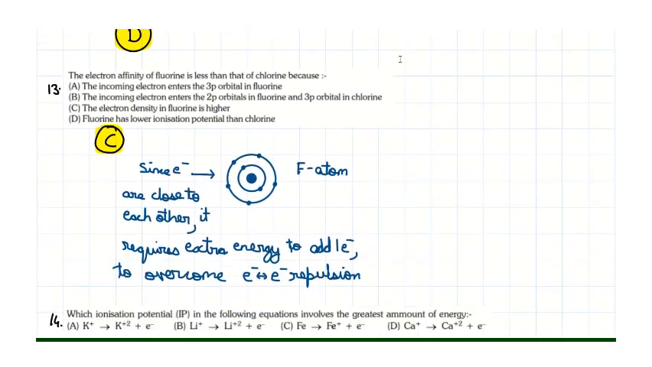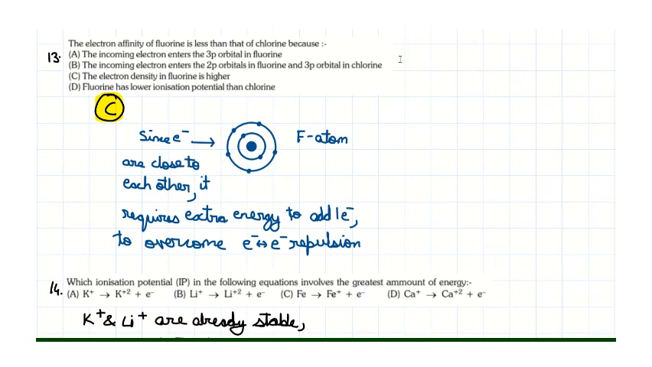In the 13th question, we have to find why the electron affinity of fluorine is less than that of chlorine. We know that the fluorine atom is way smaller as compared to the chlorine atom, due to which the F atom has a high electron density. This means that the repulsion between the incoming electron and the electrons in the atom is higher than that in the chlorine atom, and thus we have option C as the correct answer.